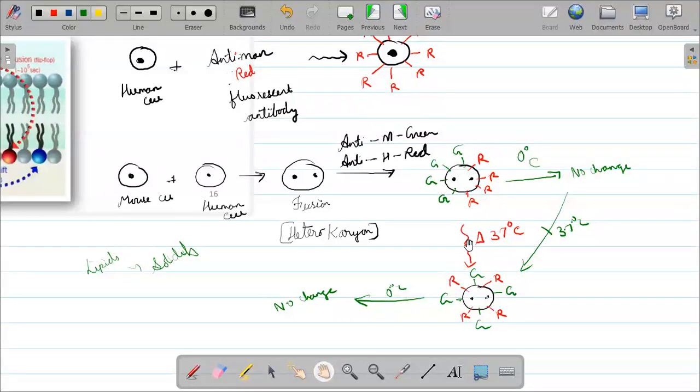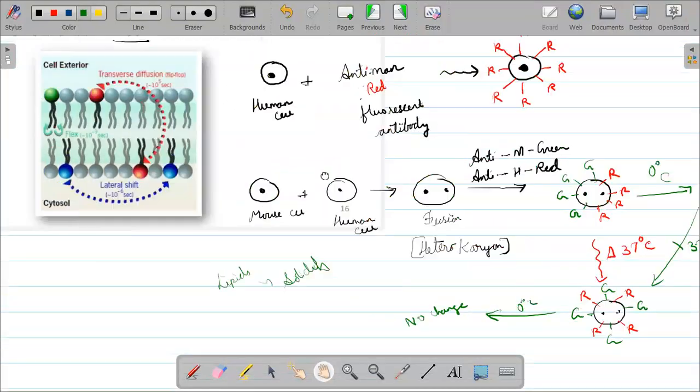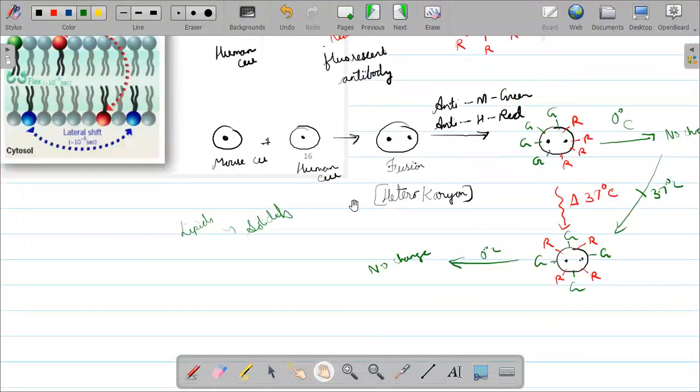Sir, is it particularly at 37 degrees Celsius, or as the temperature goes on, will the interchanging also happen? Your body temperature will not change, because we all are warm-blooded animals, or homeotherms, right? The temperature is 37 degrees Celsius. At 37 degrees Celsius, the transverse exchange of molecules takes place.